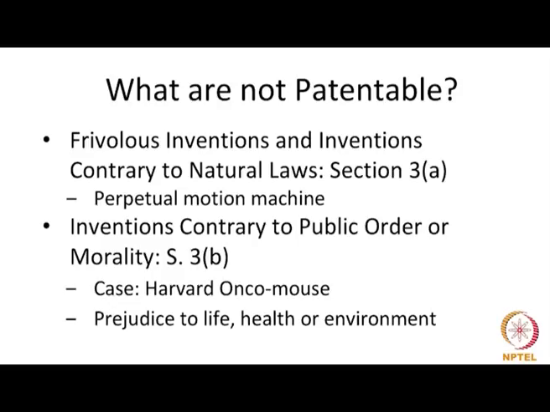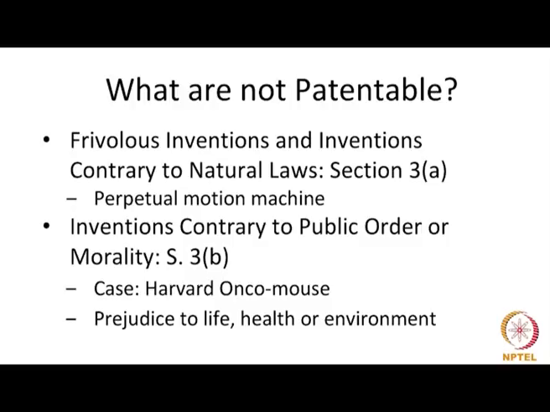For instance, the Harvard Onco mouse was granted a patent in the United States. The United States Patent Office granted a patent on the Harvard Onco mouse, which is a mouse which has a gene that is susceptible to cancer. This mouse could be used for testing various cancer drugs. So they developed a mouse with this particular gene. Though the US Patent Office granted a patent for the Harvard Onco mouse, the European Patent Office rejected the patent. So you find that jurisdictions differ, and in fact the rejection from the European Patent Office was based on a similar ground which prohibited granting of inventions that are contrary to public order or morality.